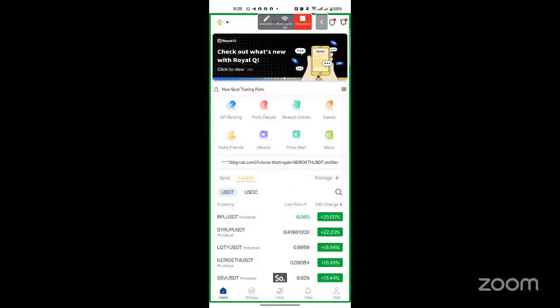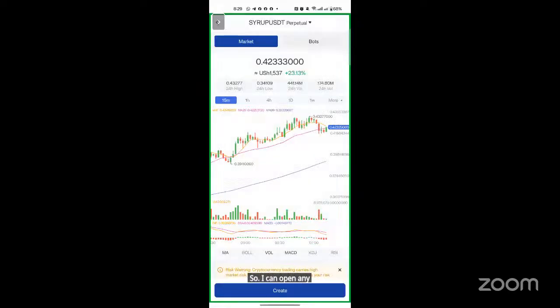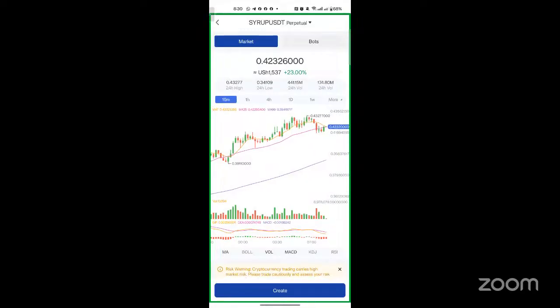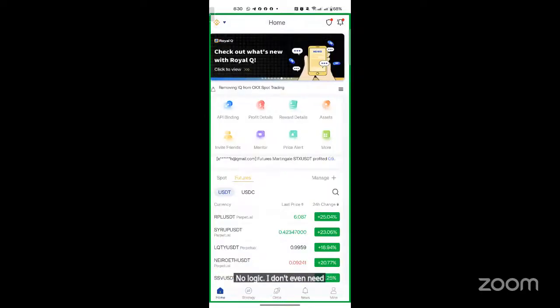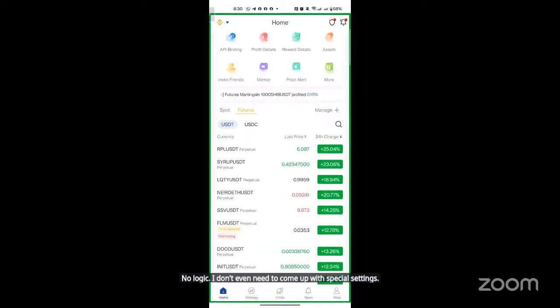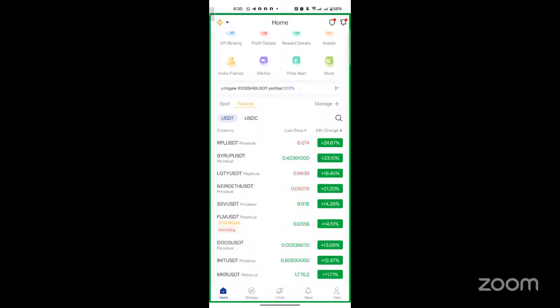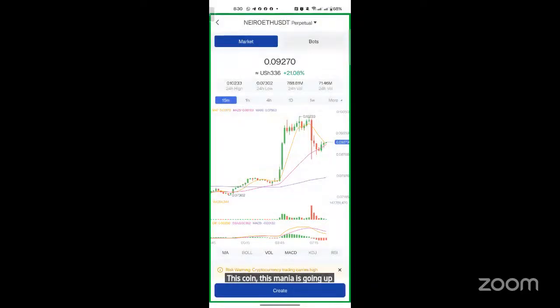So, I can open any coin of my choice here. Imagine. Do you see that this death cross happened here? And someone made profit. No logic. I don't even need to come up with special settings. This coin's money is going up. Okay, good. Look at this money.